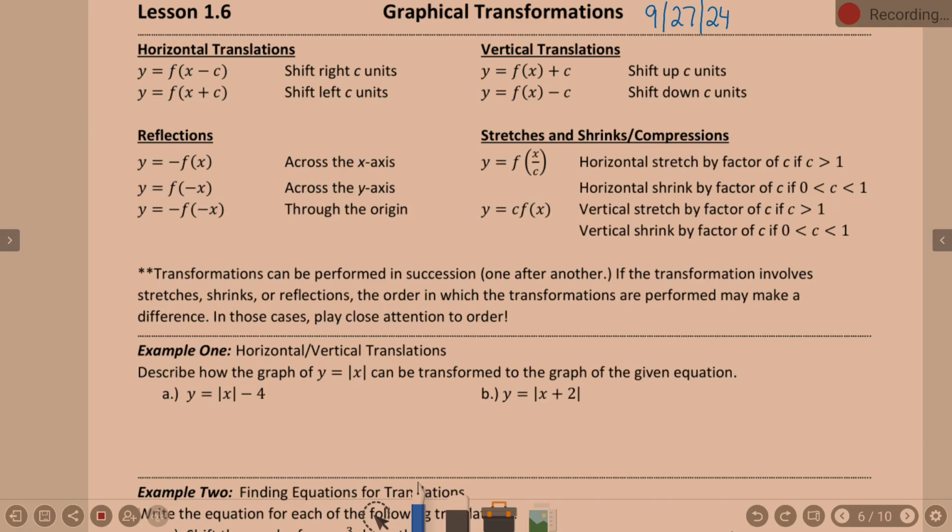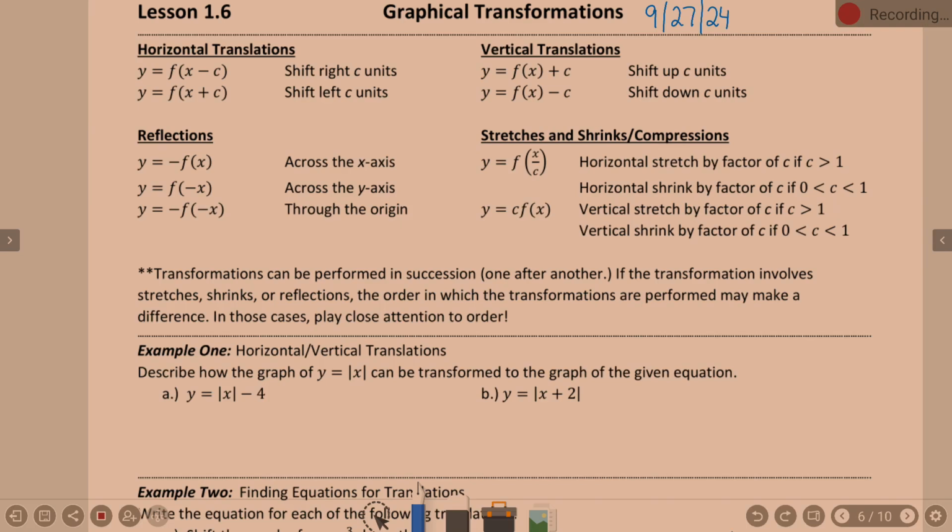Reflections. The first two are the same as last year. I don't know that we did a whole lot. We did some with reflections. We'll do a little bit more this year. But if there's a negative out front of the whole equation, it's going to be a reflection across the x-axis. I think of a negative on the whole equation like making a negative y value. It's going to reflect across the x.